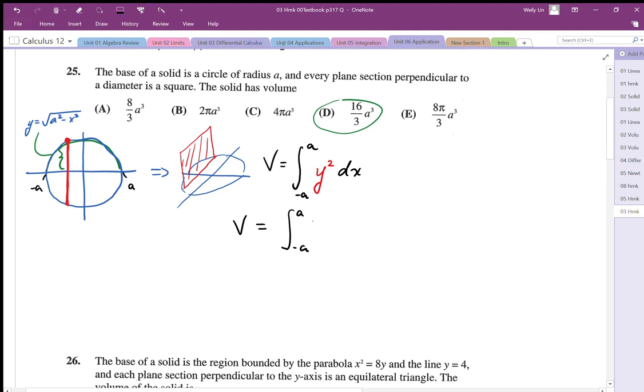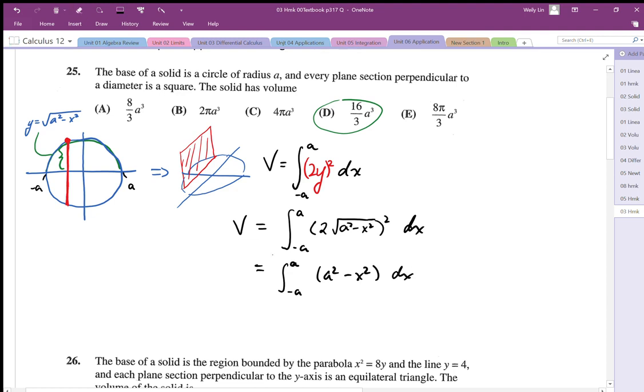This is going to be 2y squared. I need to fix this, sorry. It's going to be 2y all squared. So the y value that I get from here is the square root of a squared minus x squared, and then give that a thickness of dx. Working this out, I end up with 4 times a squared minus x squared dx.